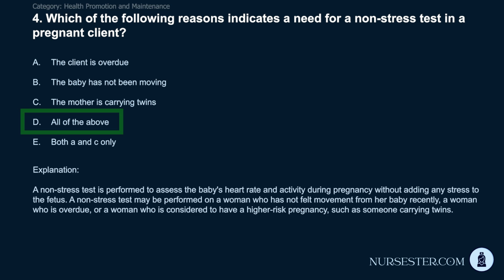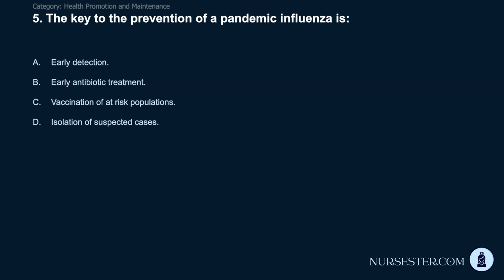A non-stress test is performed to assess the baby's heart rate and activity during pregnancy without adding any stress to the fetus. A non-stress test may be performed on a woman who has not felt movement from her baby recently, a woman who is overdue, or a woman who is considered to have a higher risk pregnancy, such as someone carrying twins.